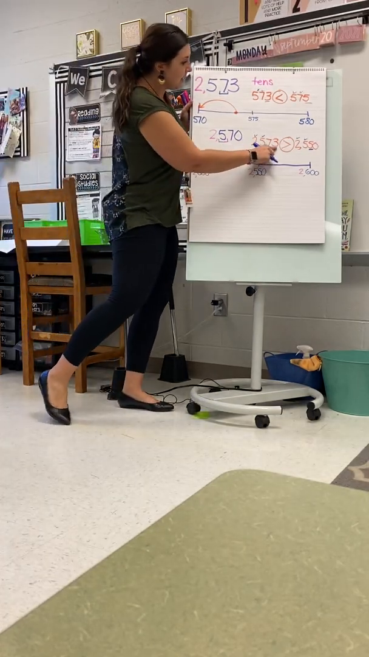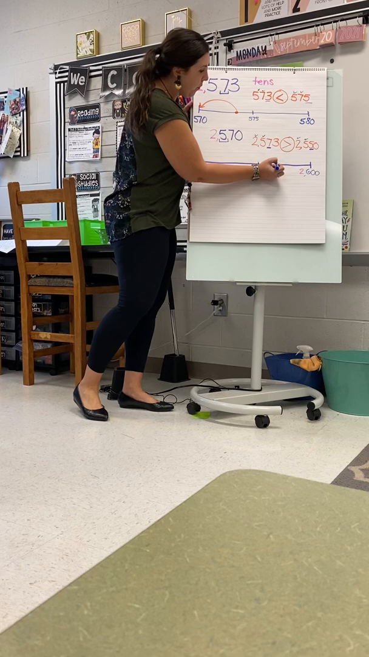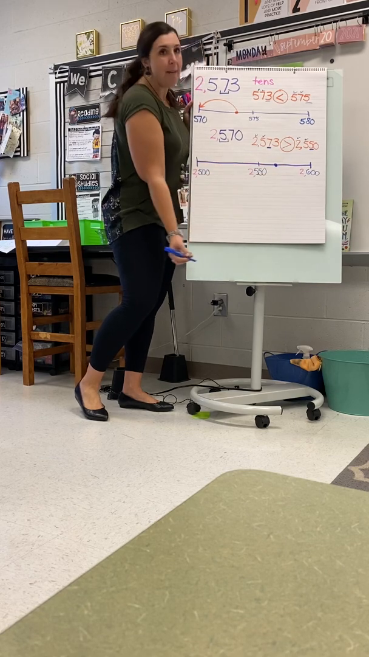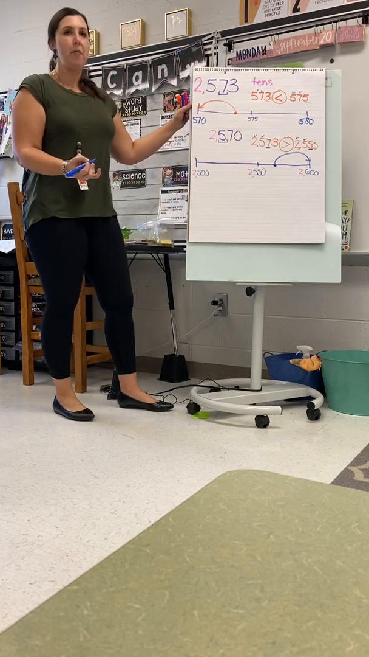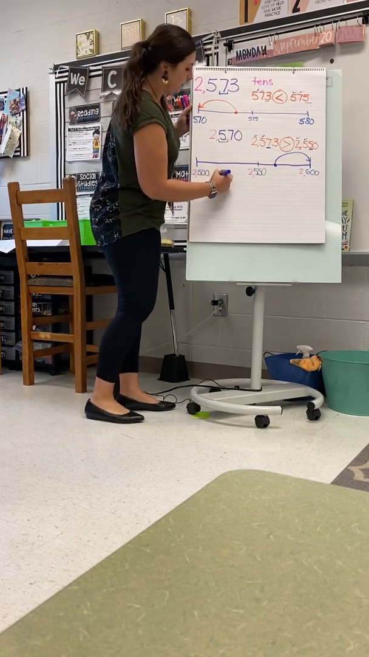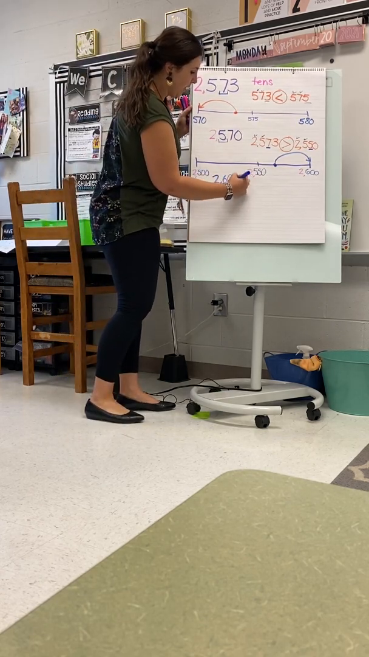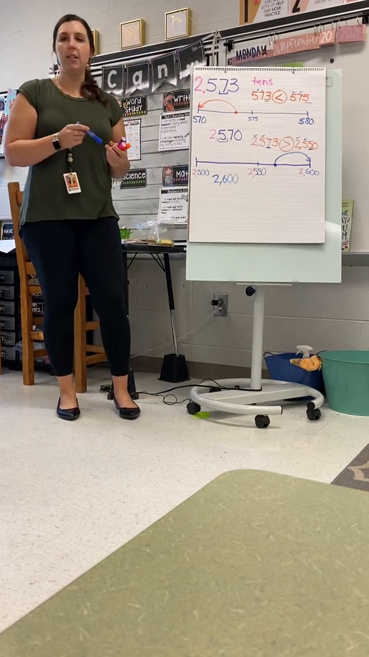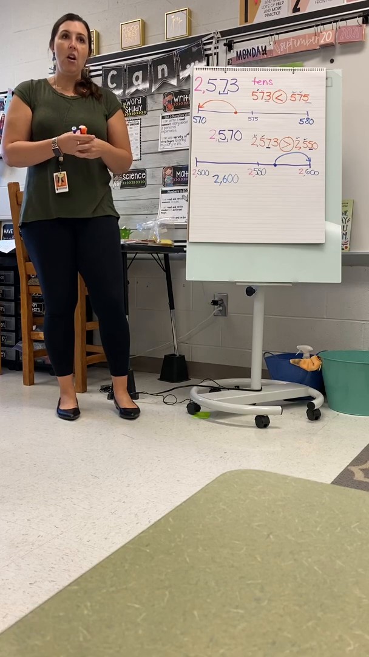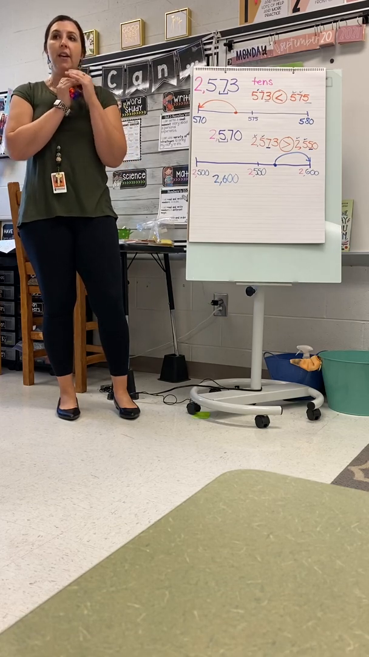So since this is greater, I know it's going to be somewhere over here, and that makes my number rounded to the nearest 100. What, everybody? 2,600. Are there any questions about this before we get started on our activity?